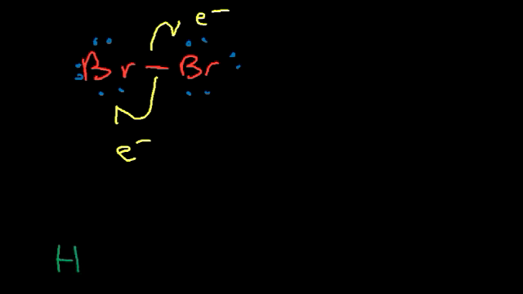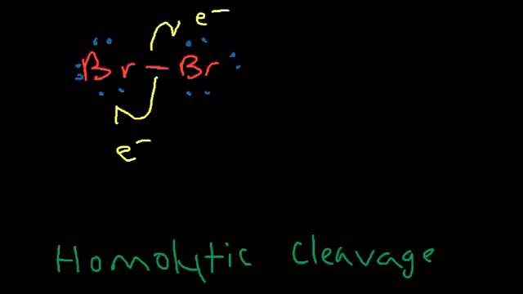So this is called a homolytic cleavage, because when the bond breaks, it breaks evenly. The two electrons are evenly distributed among those two bromine atoms. And typically, you're going to get two radicals. Whenever you have two radicals on the right side of a reaction, this represents an initiation reaction. It's an initiation step in a radical reaction. So homolytic cleavages create radicals.